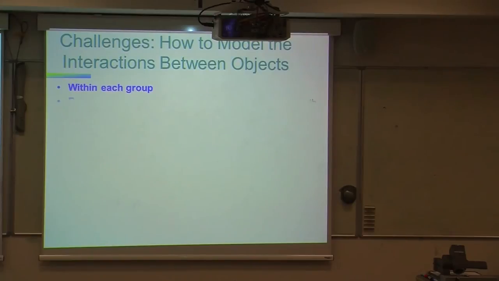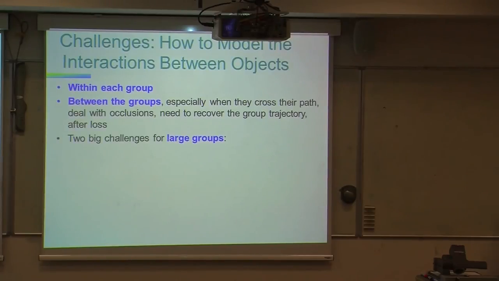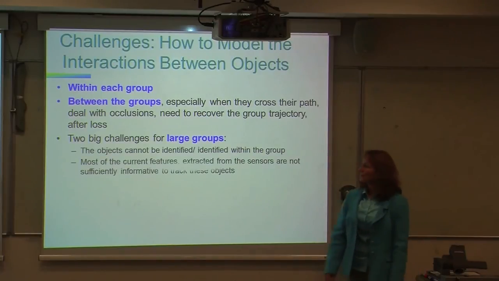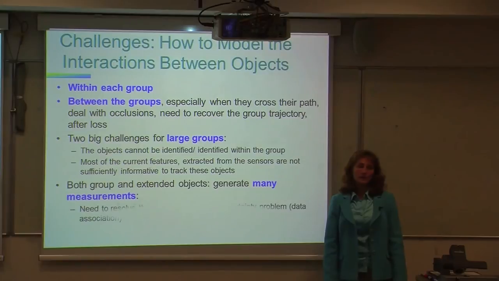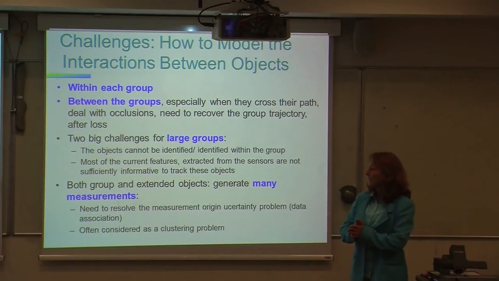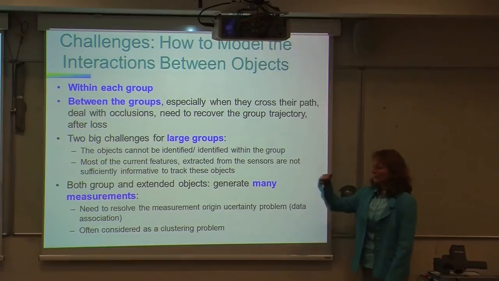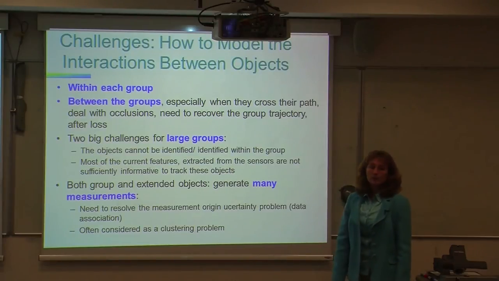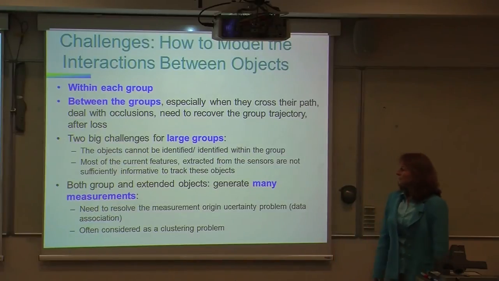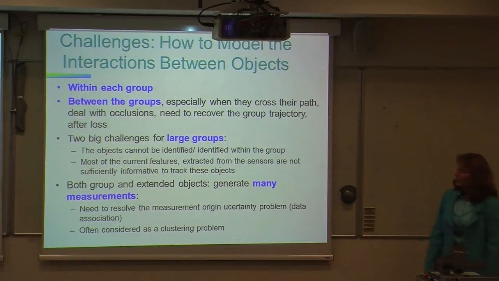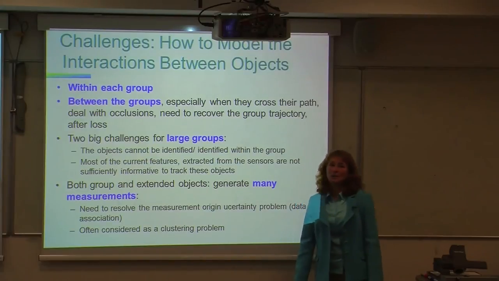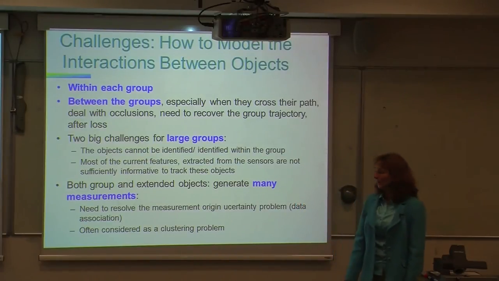Okay, regarding modeling the interactions, there are different levels of difficulties. One is within each group, because if you think about pedestrians, they can move together, they can overlap and interact. But then we have another level, which is interaction between the groups, when they cross, split and merge. For large group tracking, the problem is commonly considered as a clustering problem. So instead of considering each component, one considers only the center and the volume.